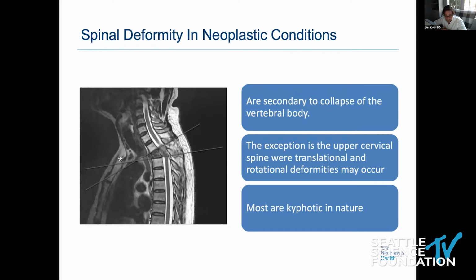Like Dr. Shua was saying in his lecture before, a lot of them are secondary to collapse of the anterior body. They're mostly due to failure of the anterior middle column. There is an exception to this in the upper cervical spine where translation or rotational deformities may occur, but the vast majority of deformities that we encounter in our field when it comes to neoplastic condition will be kyphotic.